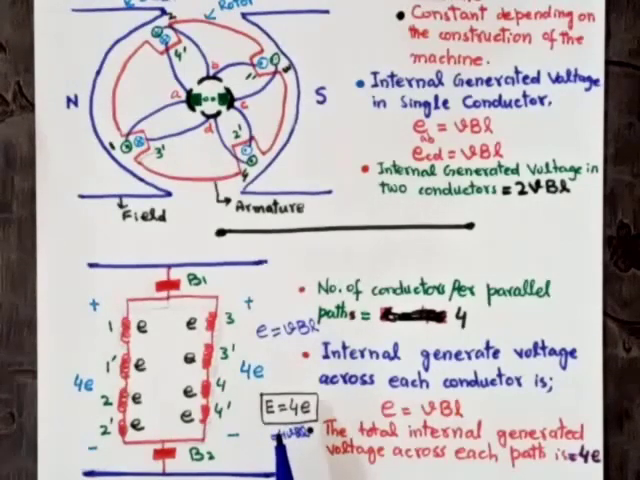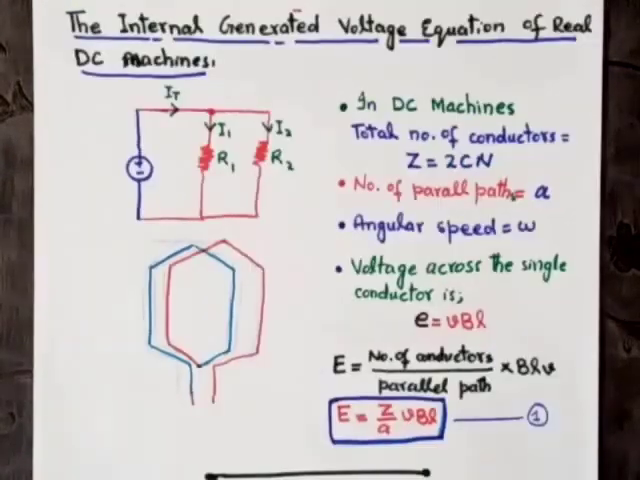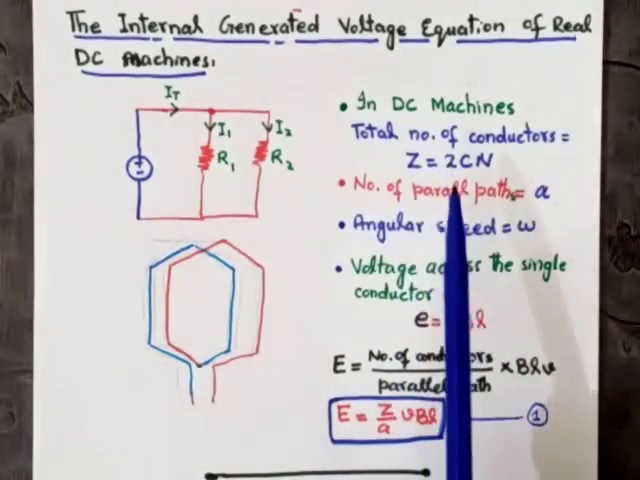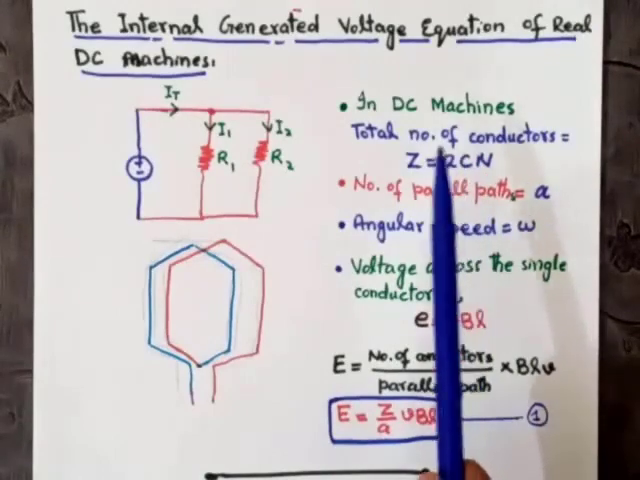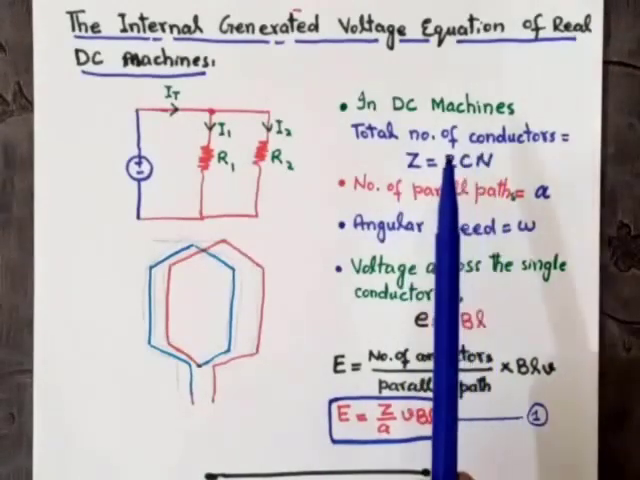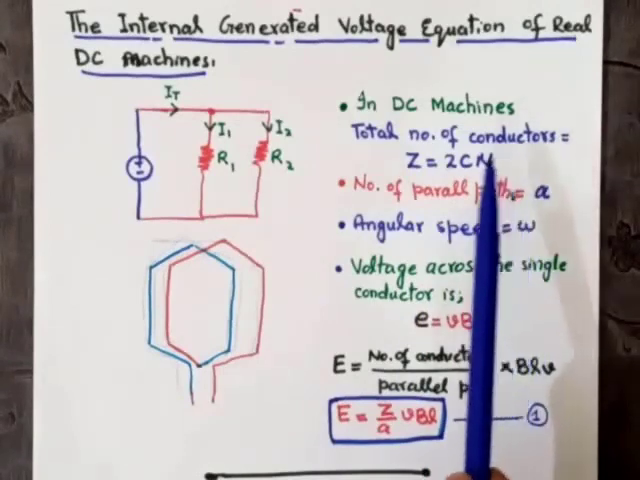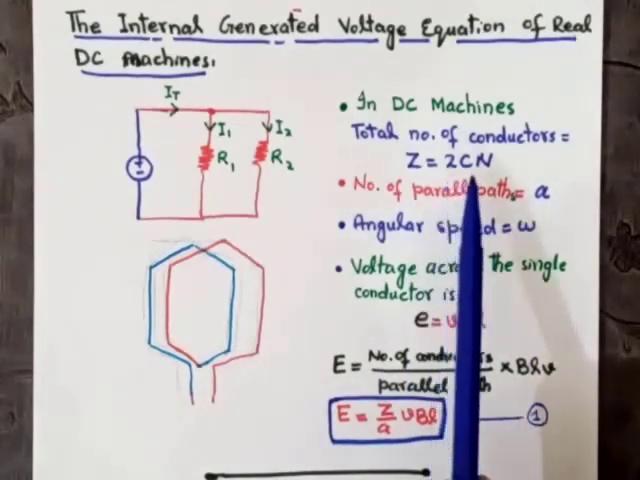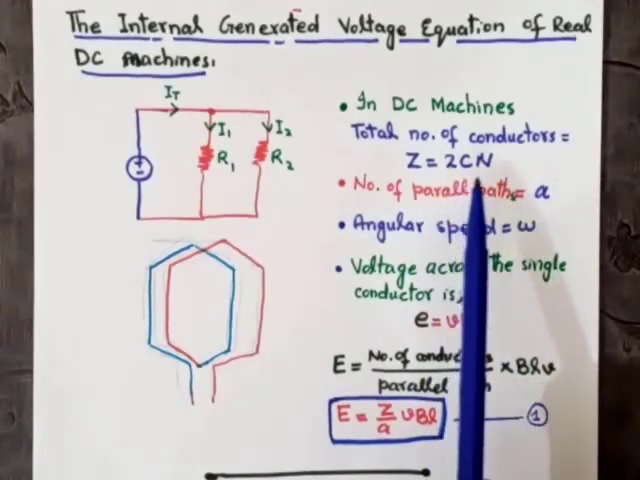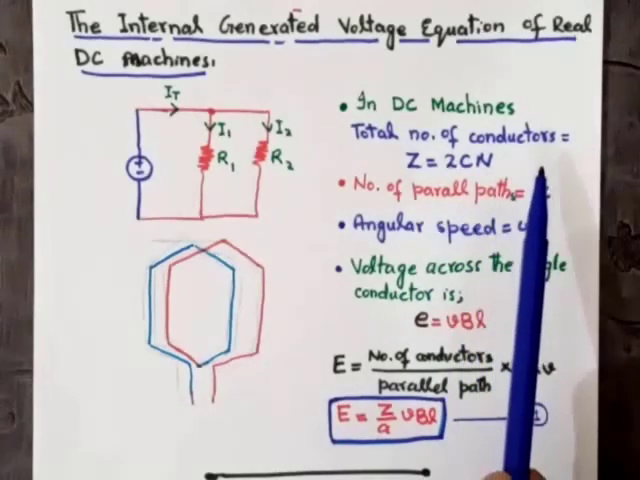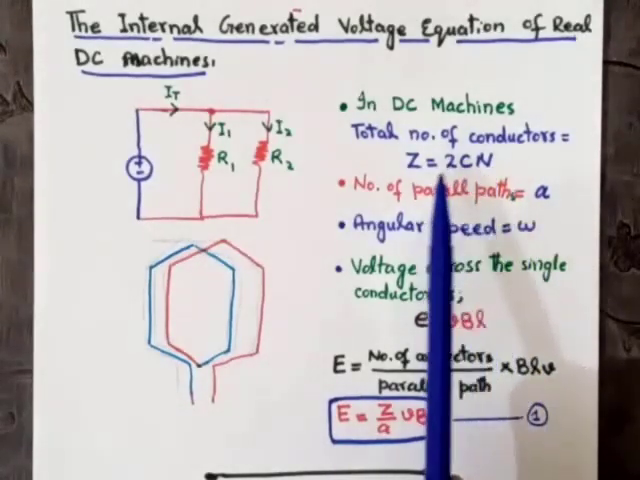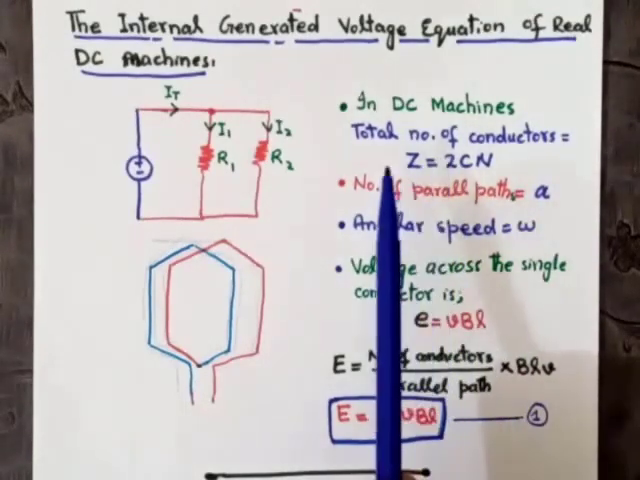So now let us generalize these things. Now let us take a DC machine. It has Z number of conductors. As we have already discussed, in case of DC machines, the formula for the total number of conductors is Z = 2CN, where C is the number of coils and N is the number of turns. By using this formula, we can calculate the total number of conductors in real DC machines.